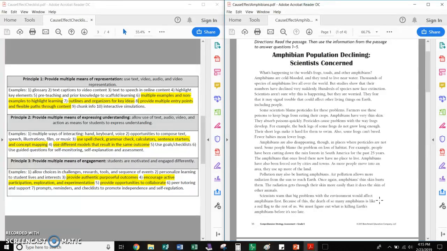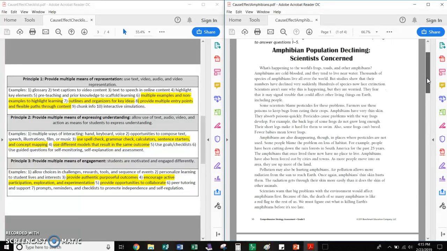Encouraging active participation, exploration, experimentation. I feel like the way I encourage participation through this is they're held accountable for filling out their graphic organizer while they're reading the text with me.